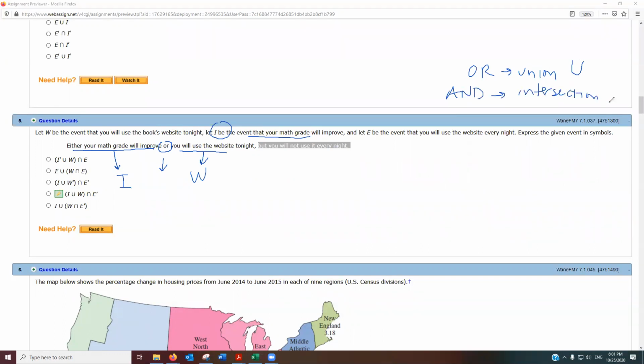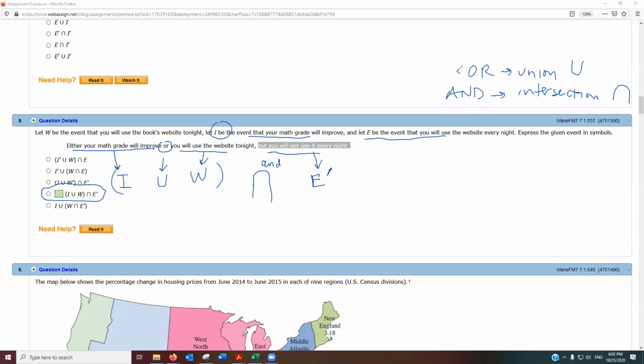Remember, an intersection symbol is an upside down U. Well, I'm going to put a U here for the word or. And notice here there's a comma saying I now have to consider this other one. And it says, this is really like an and statement, and you will not use it every night. Well, I know using it every night is E, but it says not use it every night. So this is really the event E prime, or the complement of E. And the word and is an intersection. So by translating this sentence, we come up with this answer here.